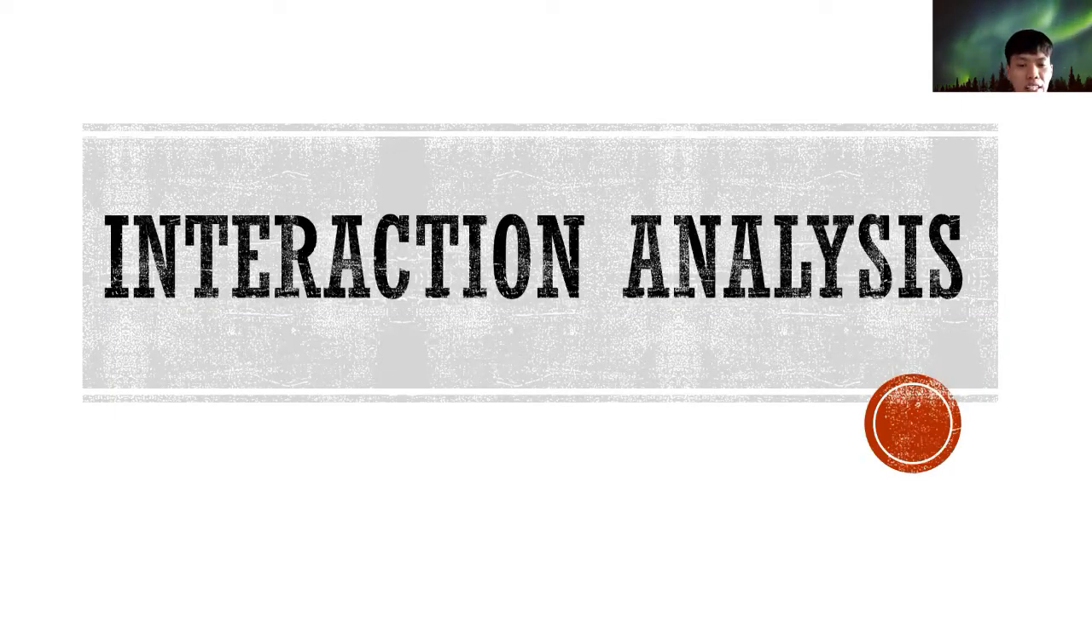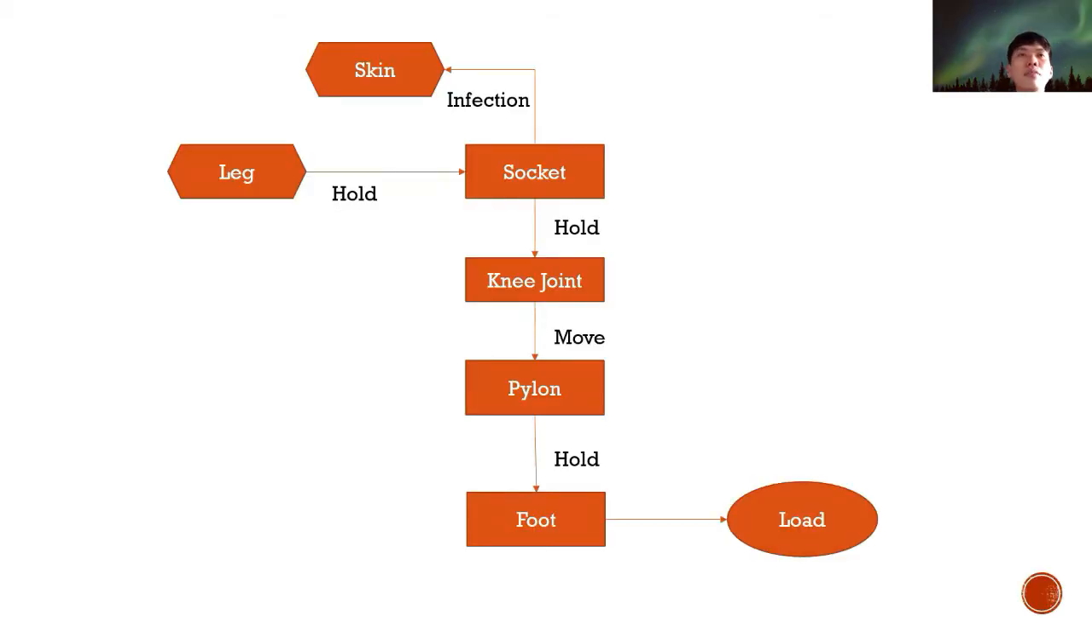The interaction analysis covers the different components of the engineering system, and each subsystem has its own connection and reaction. In this picture, the leg holds the socket, and the socket holds the knee joint, and the knee joint moves the pylon, and the pylon holds the foot, and the foot will interact with the load. The skin may also be infected because of the socket.